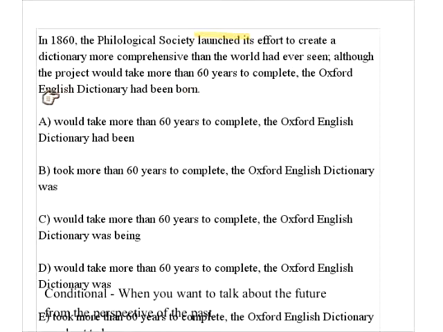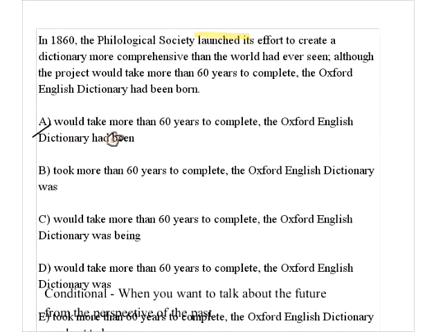So although the project would take more than 60 years from that past moment, so 60 years in the future, right? So we do need the would. Right, we do need the would, because without the would, we don't establish this difference, right?